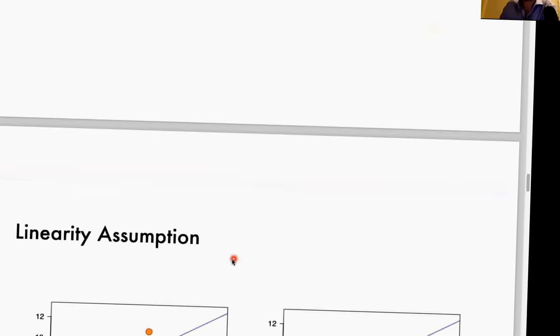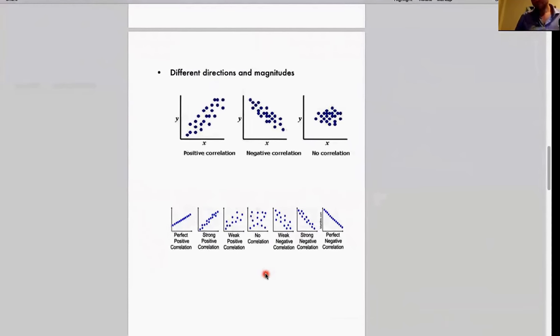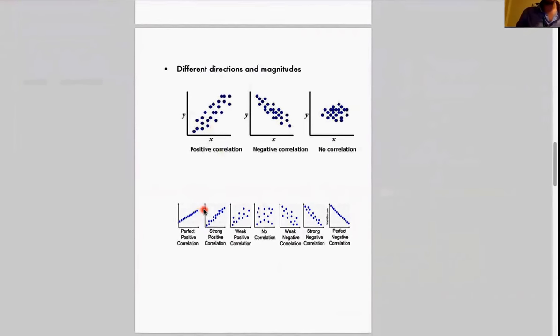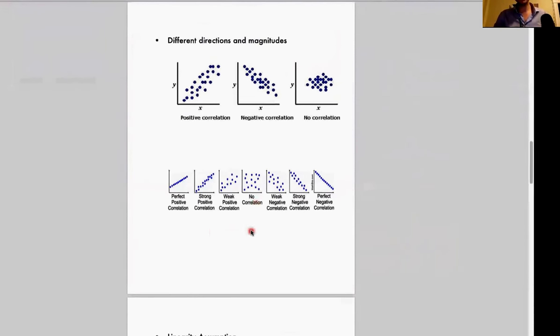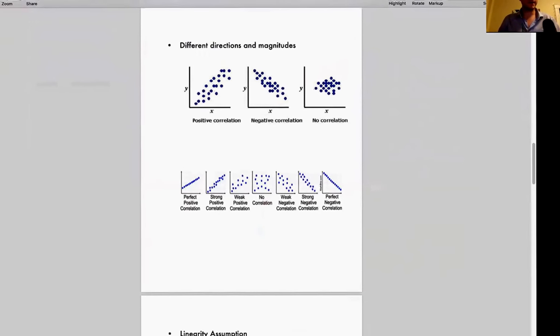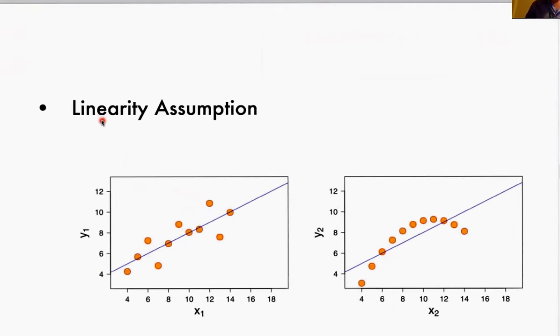And let's go, but this of course assumes linearity. This is why we started off with scatterplots, because if you just start off with correlation coefficients and stop there, which I've seen quite often, you will be very, very disappointingly misled. So let's take a look at the linearity assumption.